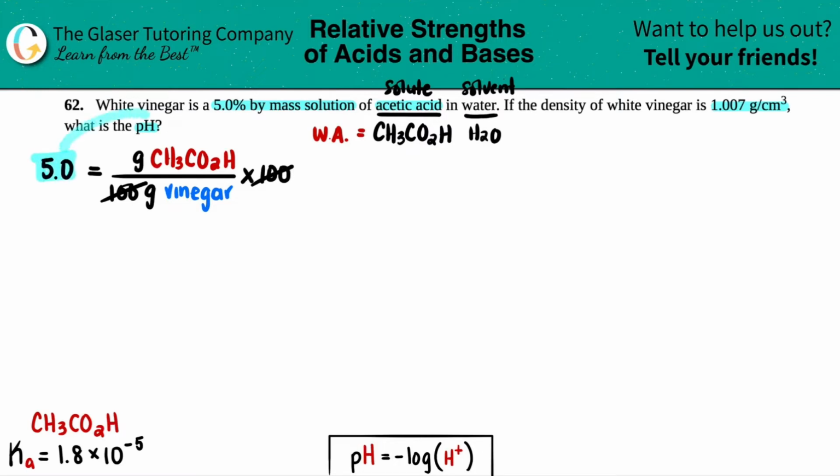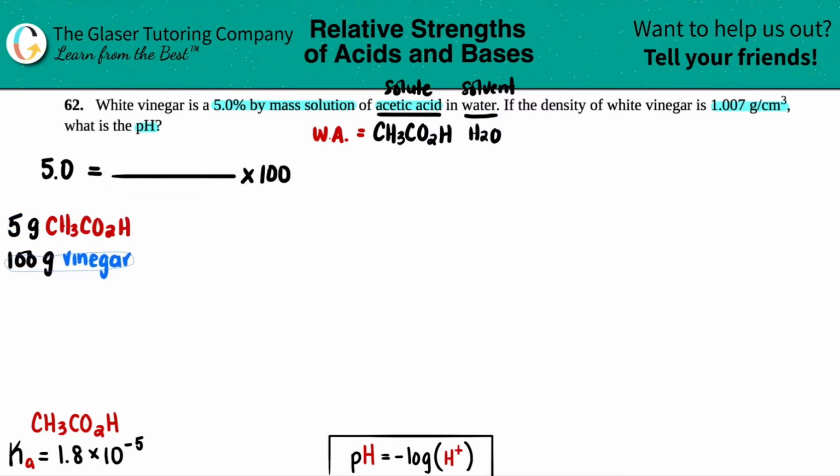So 5 equals how many grams? 5. By doing this little trick, we actually can figure out how many grams of the acetic acid I have and how many grams of the vinegar. So now I'm just going to write that down. We basically have 5 grams of the acetic acid and 100 grams of the vinegar. And then we don't need this formula anymore, but we used it to get us actual numbers.